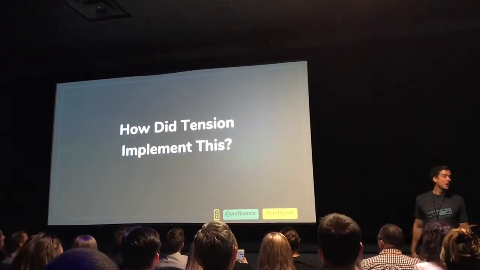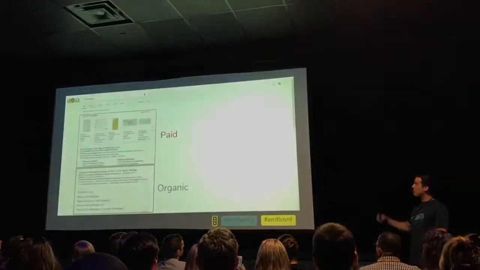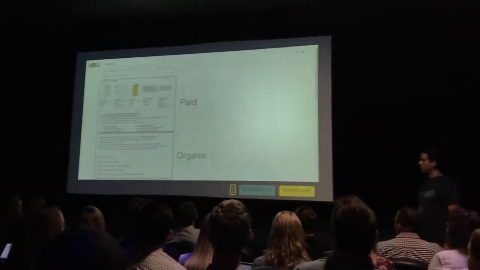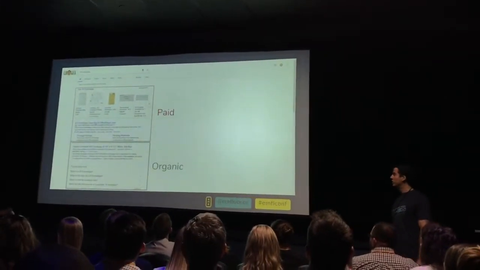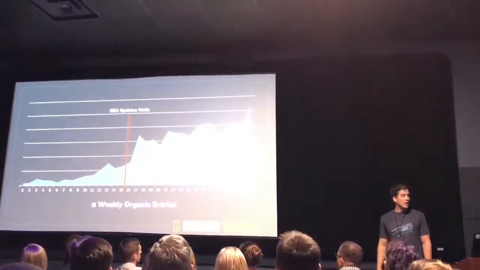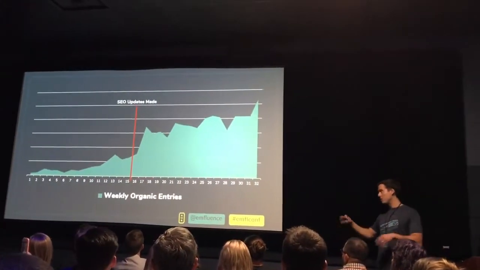So, how did Tension implement all of these? Remember that number 10 envelope search from earlier, with the blog post ranking just below the featured snippet, ranking number 2? Let's use that as an example. Here's their weekly organic entries over the last 32 weeks. I blinded the actual numbers, but you can see the trend.